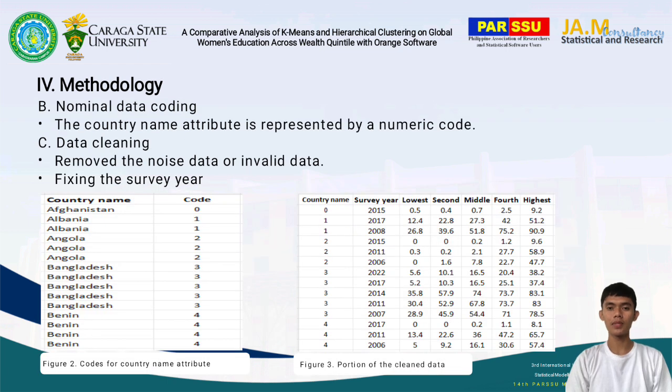The country name attribute is represented by a numeric code. In this technique, elements are assigned ordinal values based on each country. The code is presented in Figure 2. Data cleaning removes noisy or invalid data. In this step, the total attribute will be removed, fixing the survey year as numeric since it is the same as the survey name, which indicates the year the survey was conducted. The clean data is shown in Figure 3.